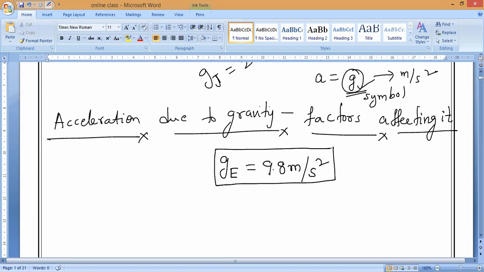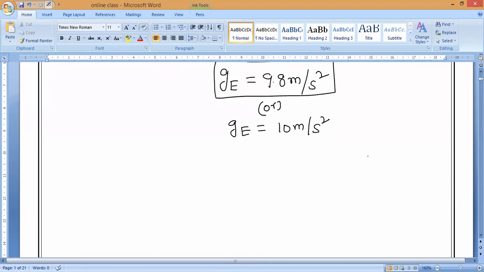This is the average value of G, the acceleration due to gravity of Earth. Even in the first and second chapters, sometimes we considered the acceleration due to gravity of Earth to be 10 meter per second square. But the exact value is 9.77, and we consider 9.8 or even 10 meter per second square. But is this value constant? That is our question.